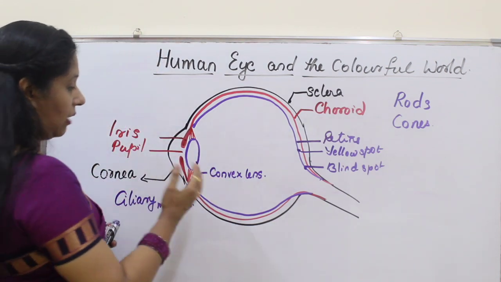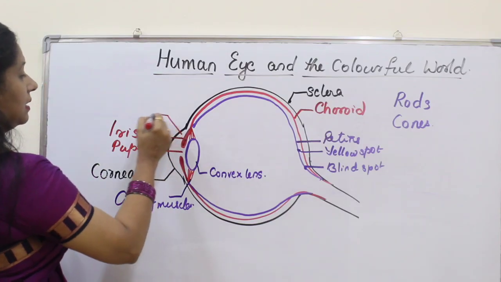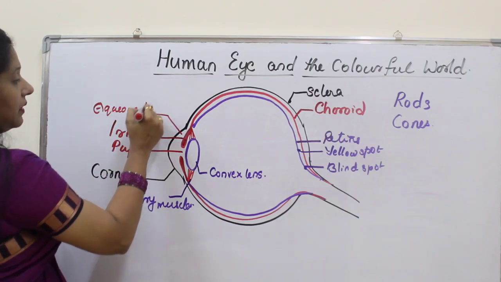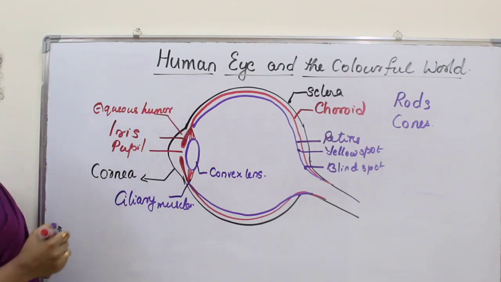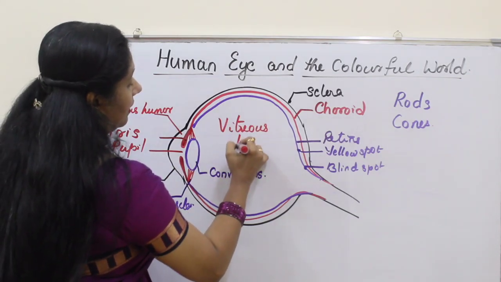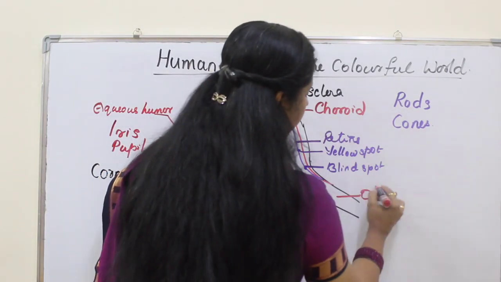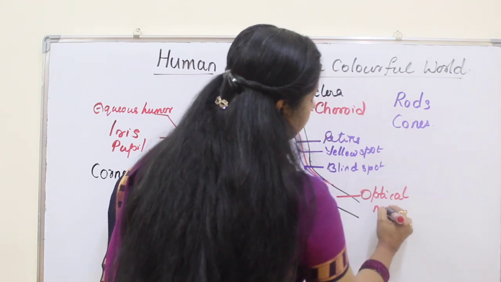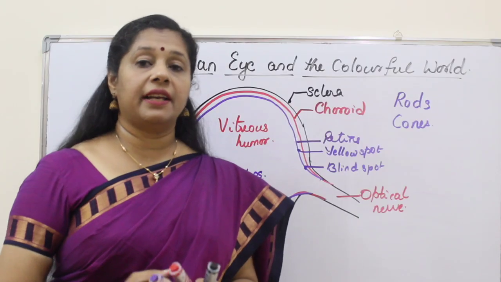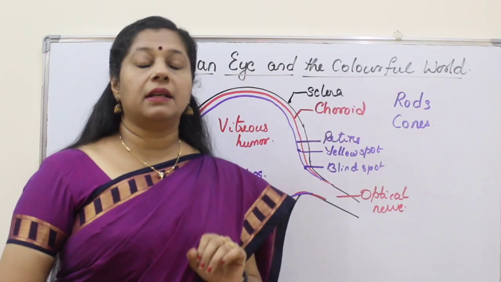Now, before this lens, this part is called the aqueous chamber, which consists of a fluid called aqueous humor. This chamber is called the vitreous chamber, which is filled with a fluid called vitreous humor. And this is the optic nerve taking the information of the image to the brain, because when the image forms on the retina, it falls as a real and inverted image. It is taken to the brain, and the brain perceives it as the correct, erect image.